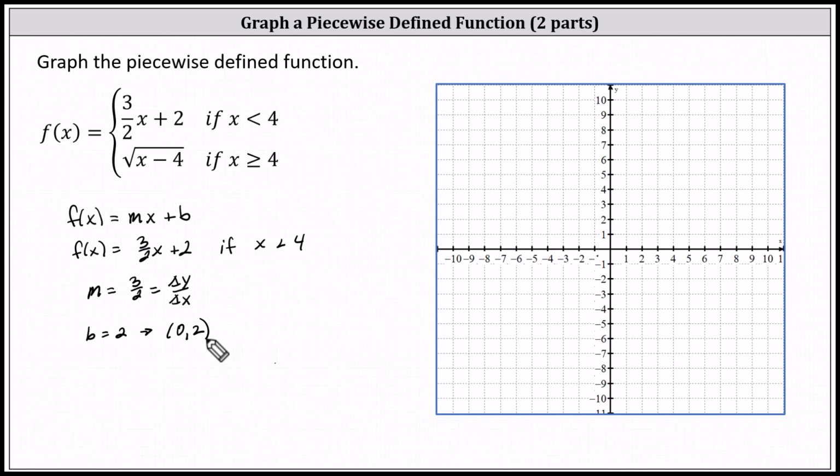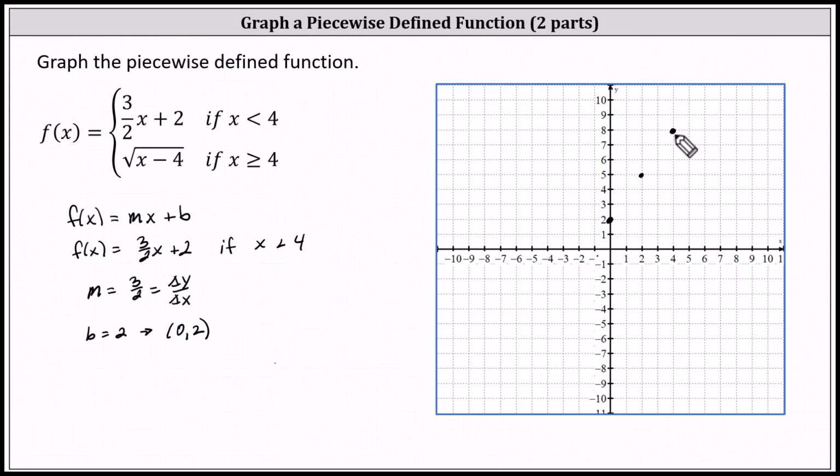Let's go ahead and plot the y-intercept on the coordinate plane, 0, 2. And now because the slope is 3 halves, or 3 divided by 2, we go up 3 and right 2, to find additional points on the line. Notice at this point we have x equals 2. Let's go up 3 and right 2 one more time. Notice at this point we have x equals 4. x equals 4 is not less than 4.